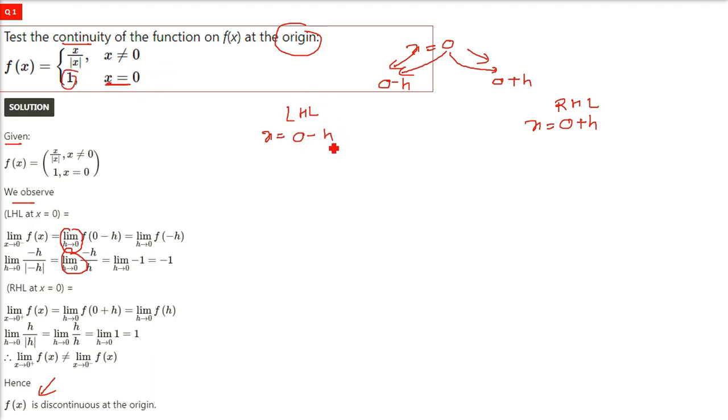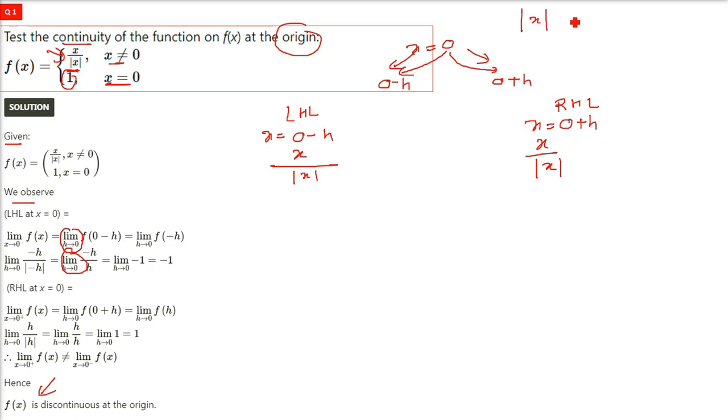So there are two things given in the function: when x is not equal to 0, and when x is equal to 0. So we are going to take x is not equal to 0. Okay? X is not equal to 0, that we are going to use. So here, this we have to use. So x divided by modulus x. Here also x divided by modulus x we are going to use.